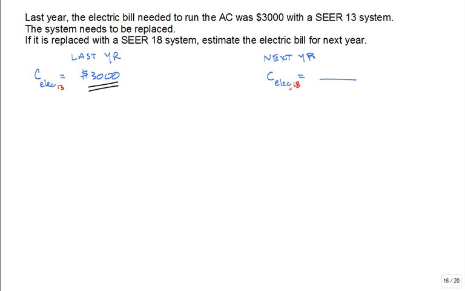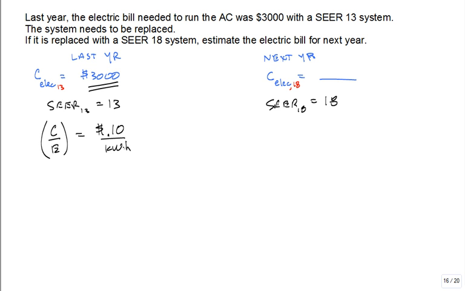Now, let's continue on. We had a SEER of 13. I know that's kind of funny notation, but a SEER of 18. But I have two numbers of SEER. I'm going to take a ratio of these different SEERs in a minute, so I'm going to have a subscript to say this is the SEER from last year, this is the SEER from next year. All right, and then you have the cost of the electricity, and typically it's around 10 cents per kilowatt hour. If you live in Houston, it's a little more. You live in Hawaii, it's a lot more.